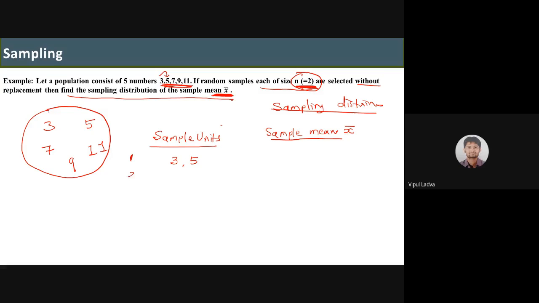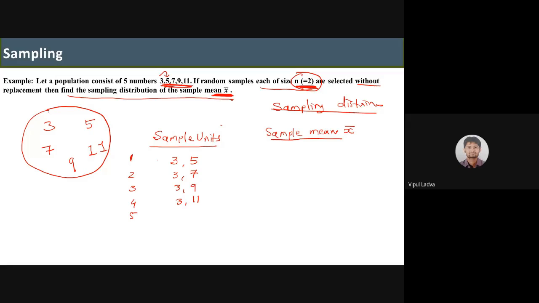It's quite possible that my second sample is 3, 7 or 3, 9 or 3, 11. Is it? Once I have a sample 3, 5, then 5, 3 is meaningless. It will be literally the same sample. So here the order does not matter. So this is my first sample. Now let us see what can happen after this.